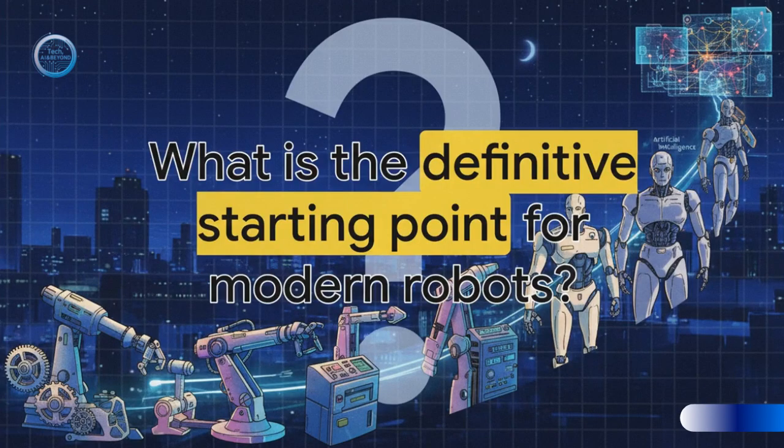All right, so we've got the concepts locked down. But where did the modern robot actually come from? I mean, the dream of an artificial helper is ancient. It shows up in myths all over the world. But the reality, the actual engineering history of the industrial robot, has a very specific birthday.